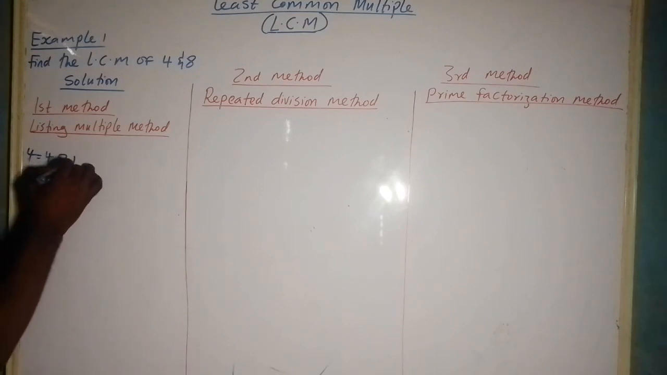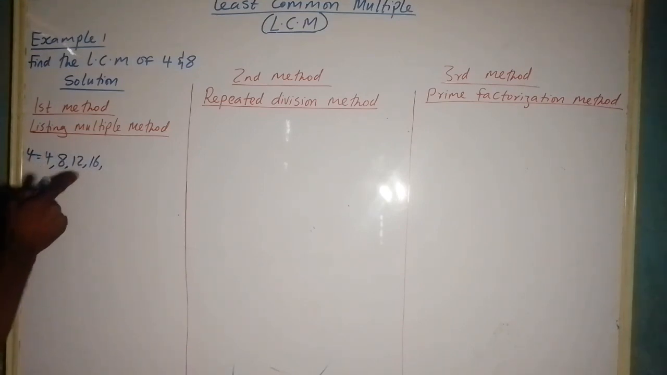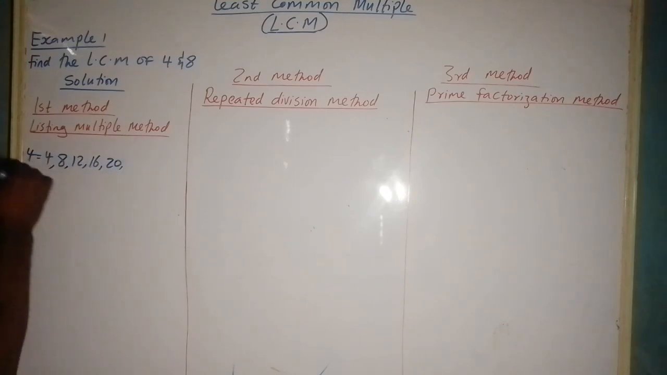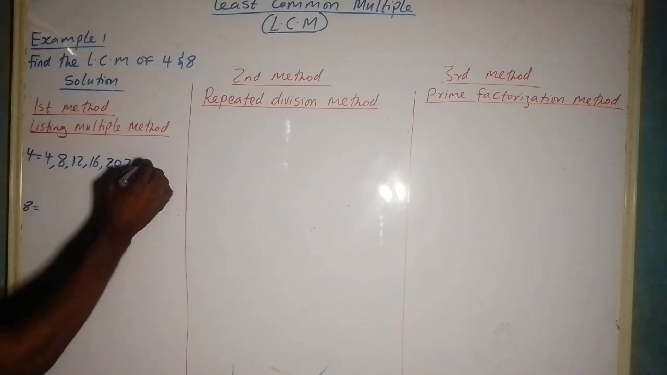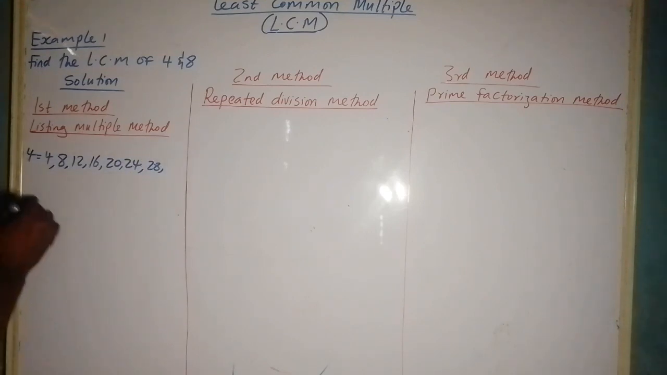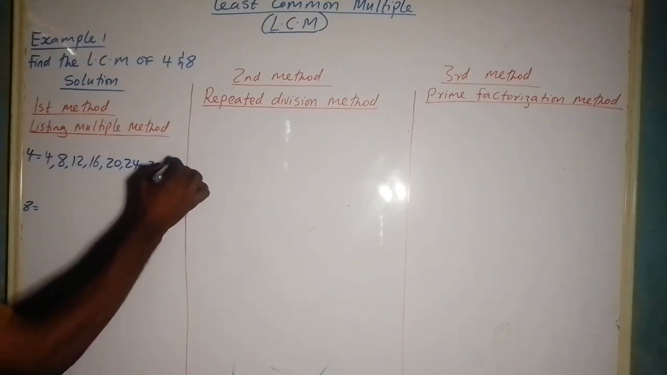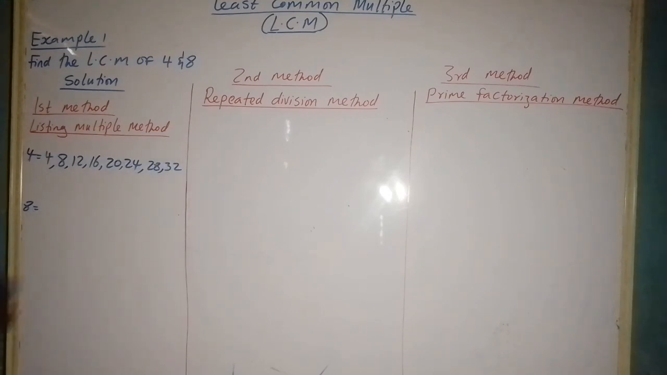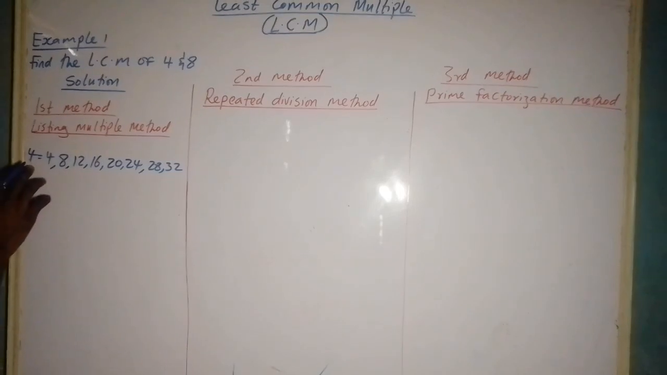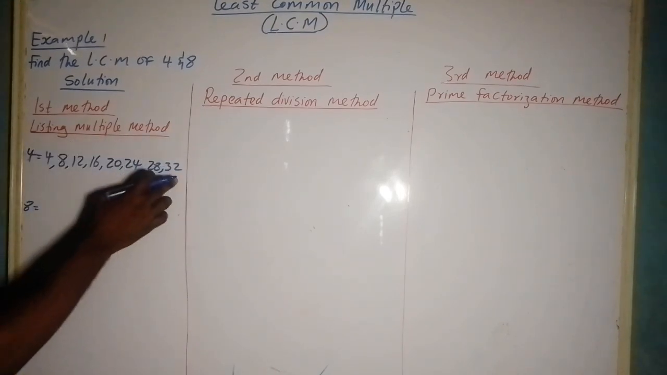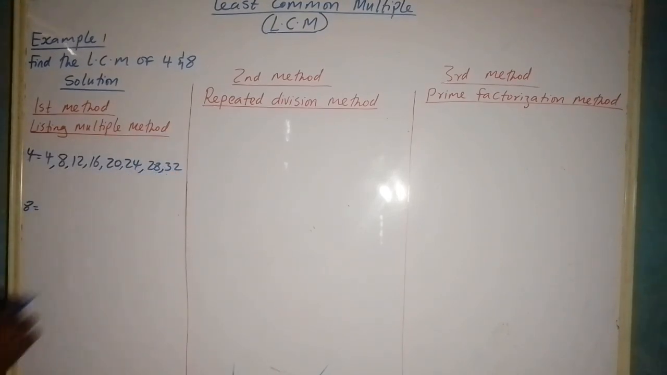8 plus 4 is going to give me 12. 12 plus 4 is 16. 16 plus 4 is 20. 20 plus 4 is 24. 24 plus 4 is 28. 28 plus 4 is 32. Now let's stop there. 1, 2, 3, 4, 5, 6, 7, 8. So that's what we have here. In other words, 4 times 8 is going to give us 32.